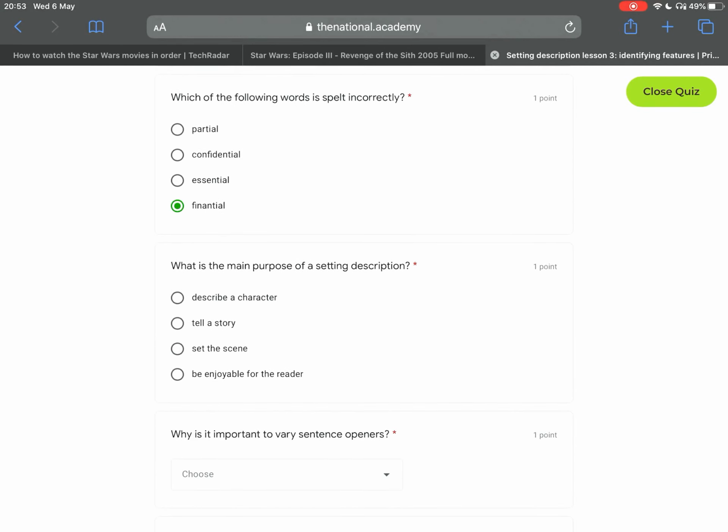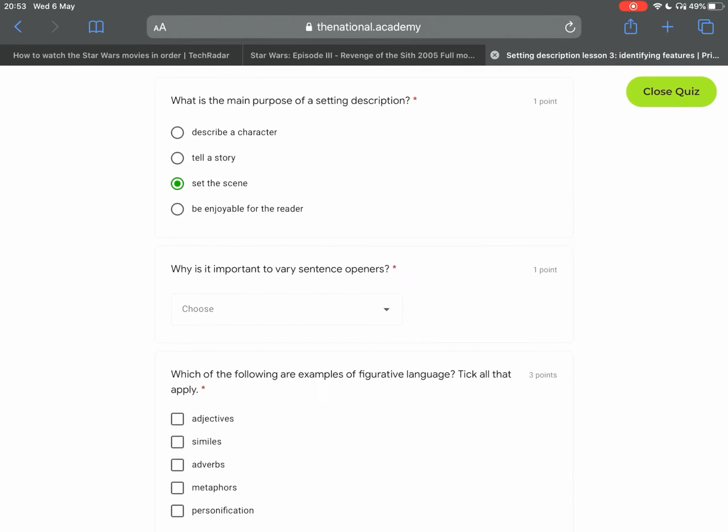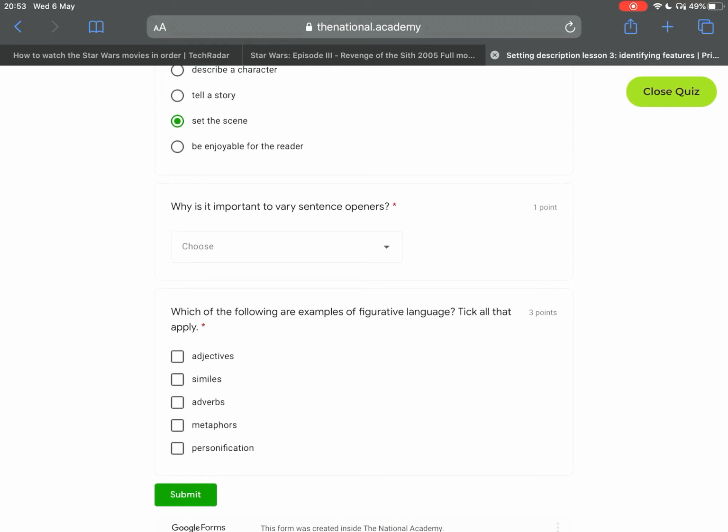What is the main purpose of a setting description? That will be to set the scene. Why is it important to vary sentence openers? That would be to keep the reader engaged. Which of the following are examples of figurative language? Tick all that apply. There will be similes, metaphors, and personification.